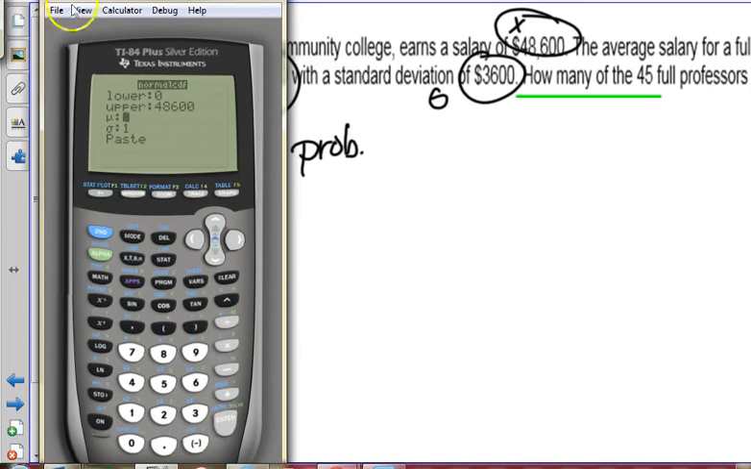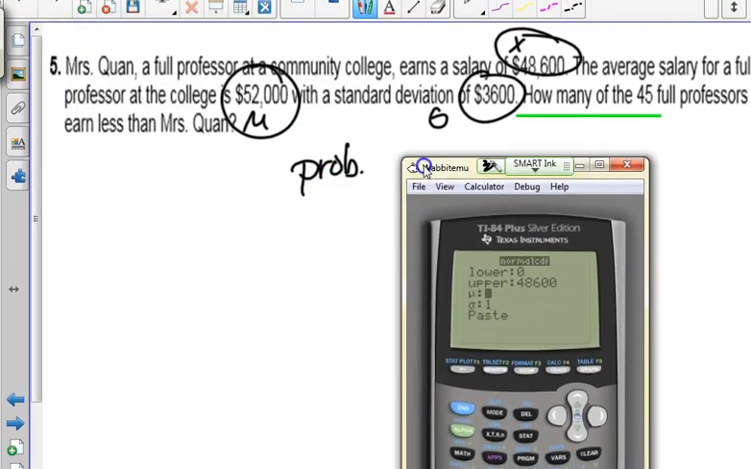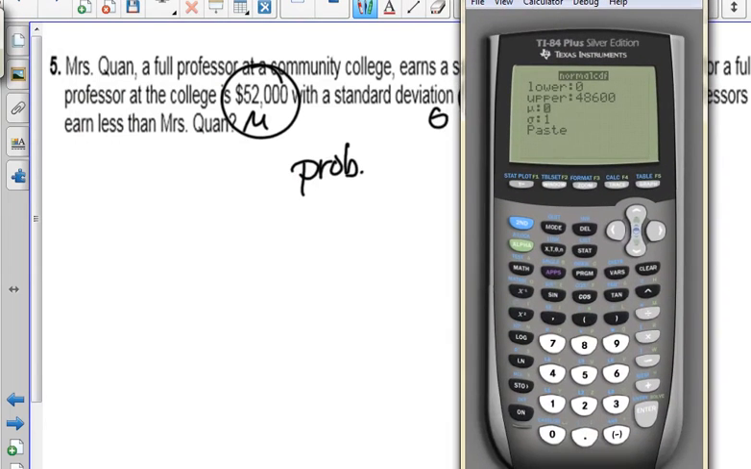Where the mean was what? I am really tired of moving this calculator. Or trying to move this calculator. Where's the mean? 52,000? Oh my gosh, now I covered up the standard deviation. How much?